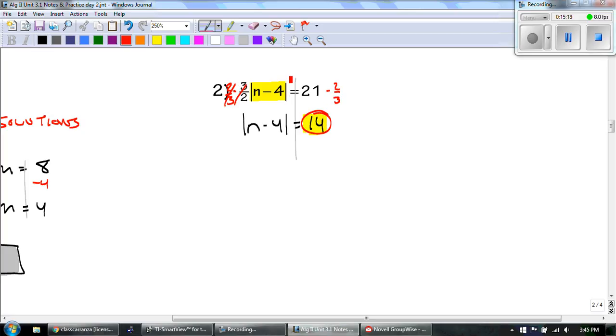So what's that tell us? Yeah, that tells us 2 solutions. So n minus 4 equals negative 14, and n minus 4 equals a positive 14, and once again, you guys solve.